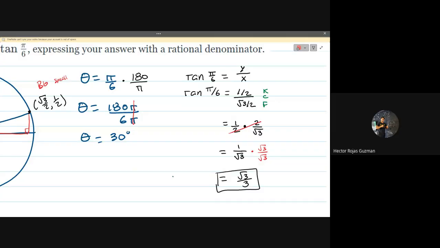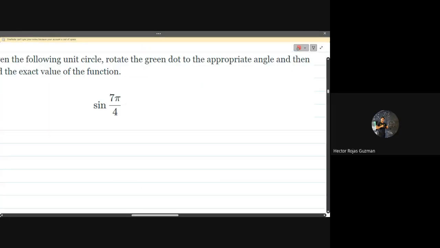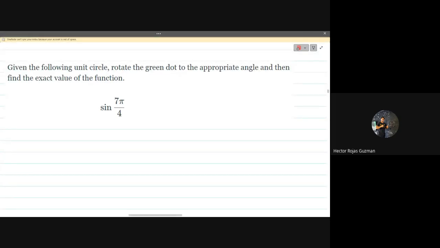All right, let's do another one. Given the following unit circle, oh, I didn't give you the unit circle, sorry. Rotate the green dot to approximate the angle and then find the exact value of the function. All right, well, let's create the unit circle ourselves.